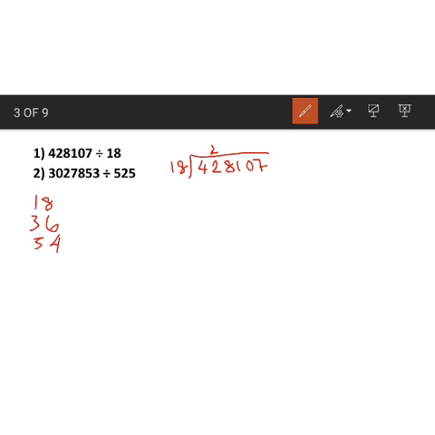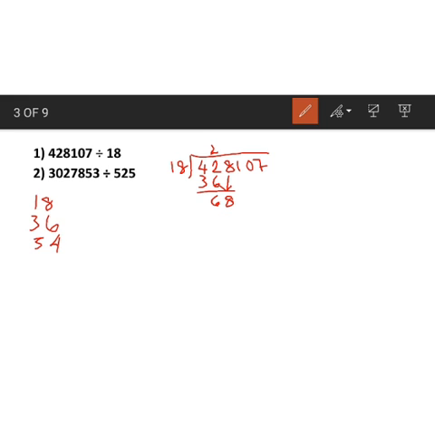Now 36, we have to write it just below 42. Now we have to subtract this. 42 minus 36, we get 6. Now we have to bring down the next digit, which is 8. Now it is 68.